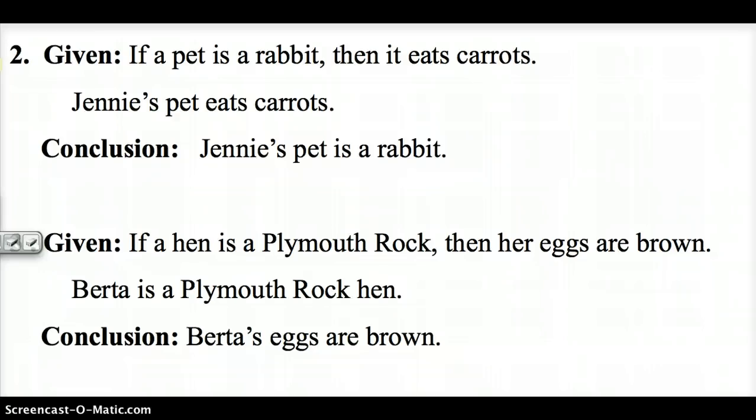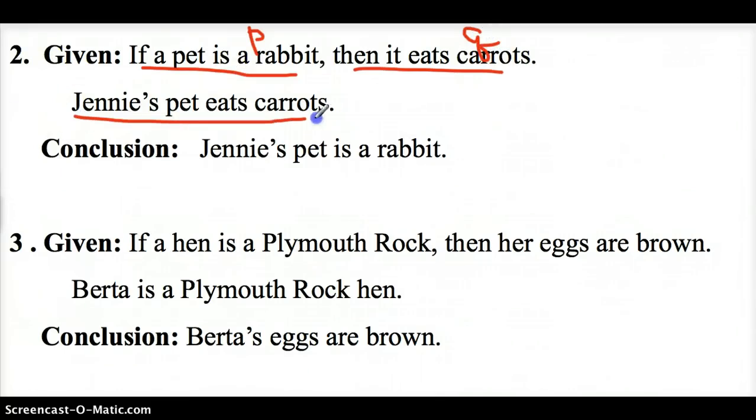Let's take a look at example number 2. Given if a pet is a rabbit, so this is my P, then it eats carrots. This is my Q. Okay, now Jeannie's pet eats carrots. Now that is the Q part, people. Do you see that? They are separating, but the P has to happen first, then the Q.